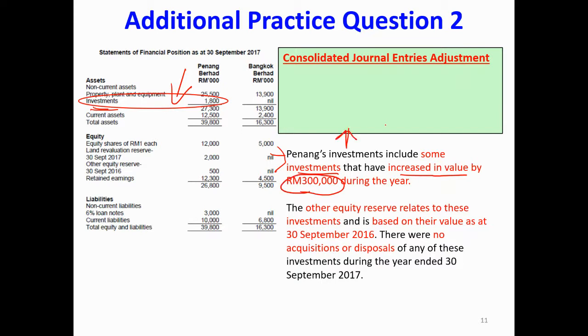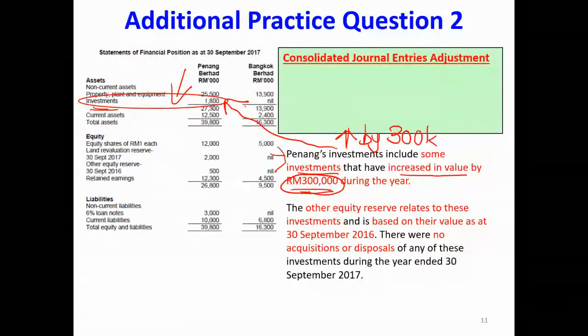So what you do is, you do not need to compare value and carrying amount. Straight away, they already give you the adjustment there. So the difference here is the fair value increased by how much? By 300K. So this is relating to the particular investment. So the investment actually increased in value. Now I'm going to ask the whole class again. What will be your journal entry to record or take into account this increase in the value of your investment?